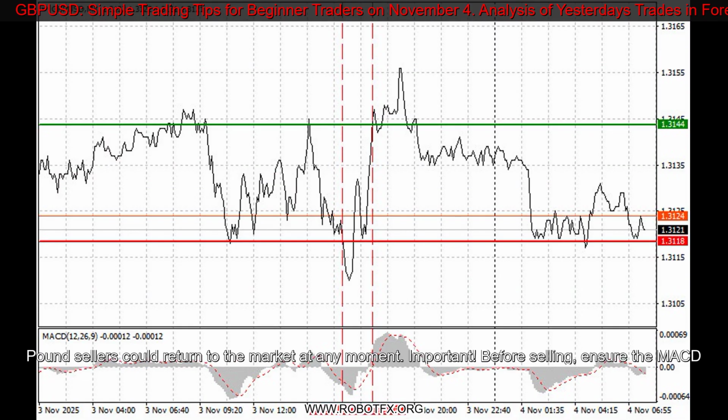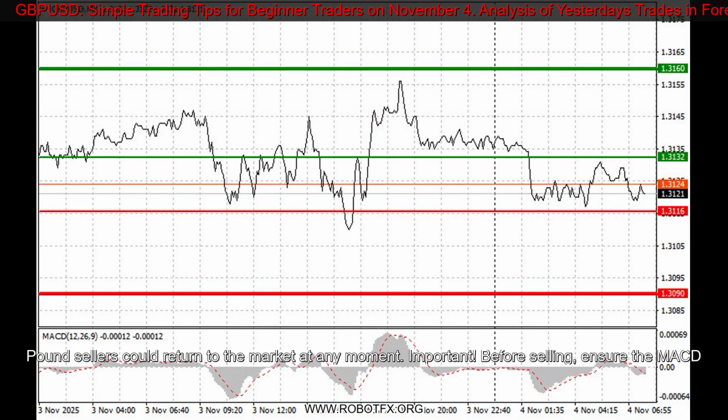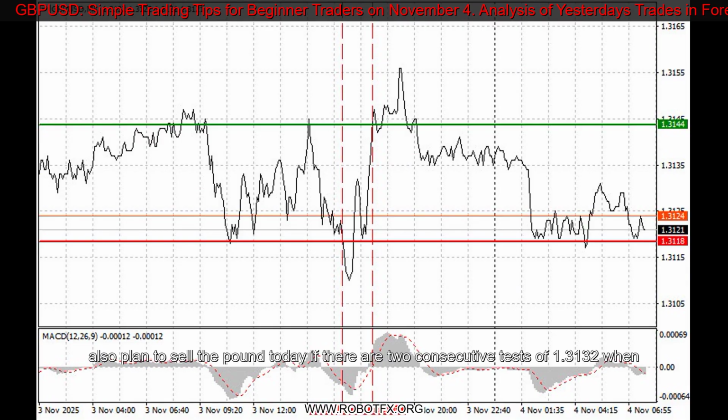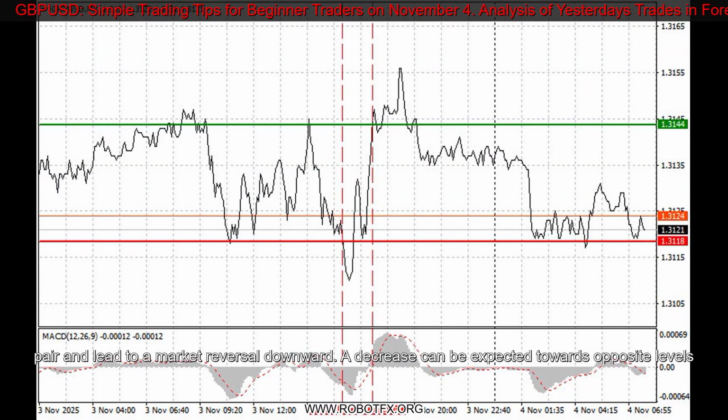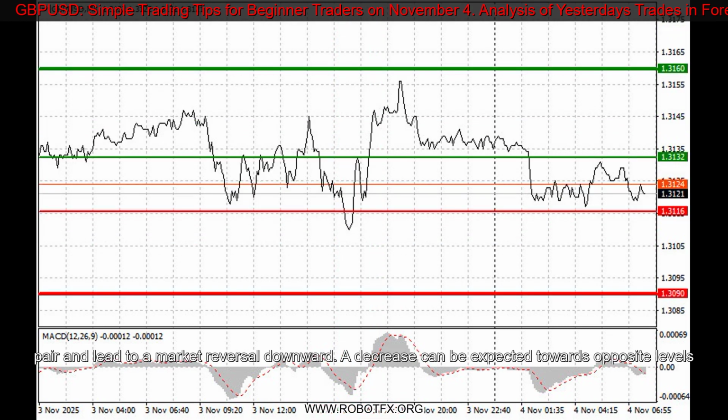Important! Before selling, ensure the MACD indicator is below the zero mark and just beginning its downward movement. Scenario number 2. I also plan to sell the pound today if there are 2 consecutive tests of 1.3132 when the MACD indicator is in the overbought area. This will limit the upward potential of the pair and lead to a market reversal downward. A decrease can be expected towards opposite levels of 1.3116 and 1.3090.